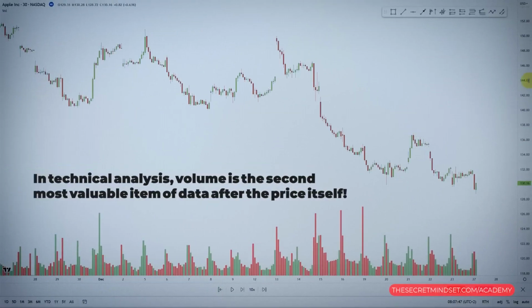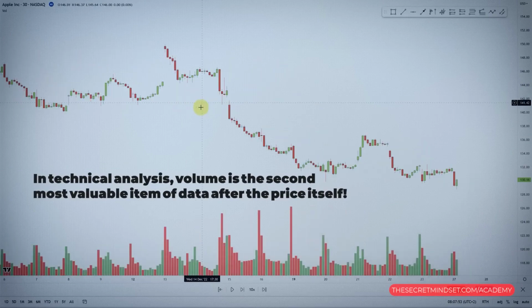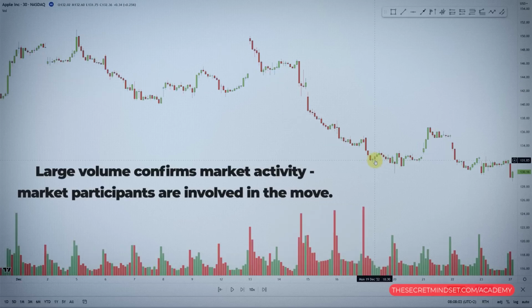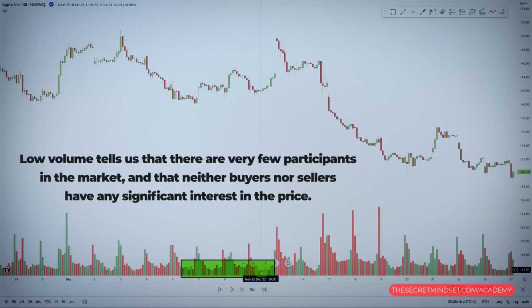In technical analysis, volume is the second most valuable item of data after the price itself. Large volume confirms market activity and that market participants are involved in the move, including smart money, who bring the highest turnover to the market. When the smart money are trading, it means they are interested in price at certain levels, and they literally push the price up or down. Low volume tells us that there are very few participants in the market and that neither buyers nor sellers have any significant interest in the price.